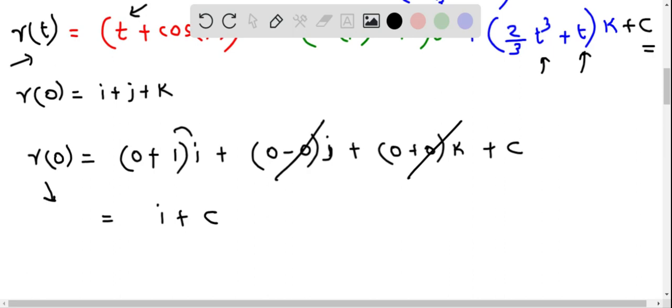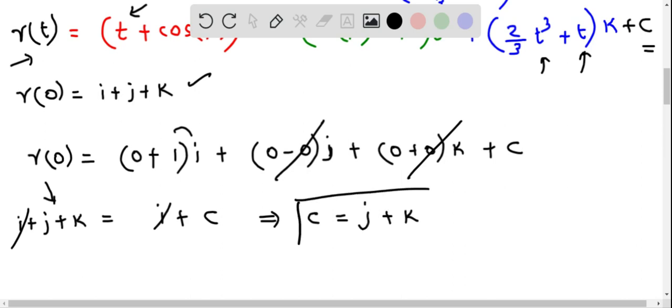We now replace this r of 0 with i plus j plus k. We put i plus j plus k over here, and this helps us determine the value of the integration constant c. We can cancel this i. So basically c equals j plus k. So we have determined the value of c, which is j plus k.